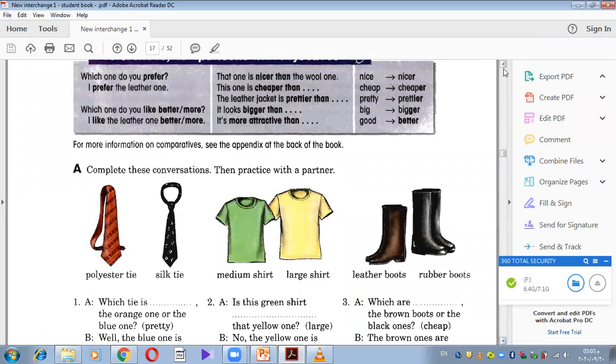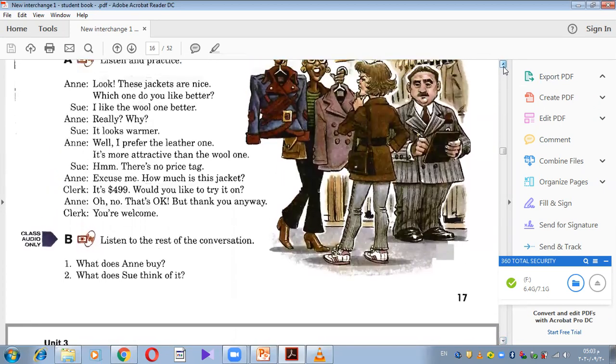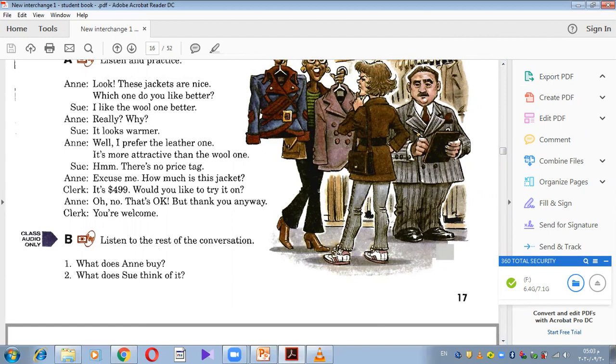Okay, no comparison. We are going to stop here at this part. Okay, I think that's the end of our session today. Hope you understood everything. If you have any question, you can ask it, guys.